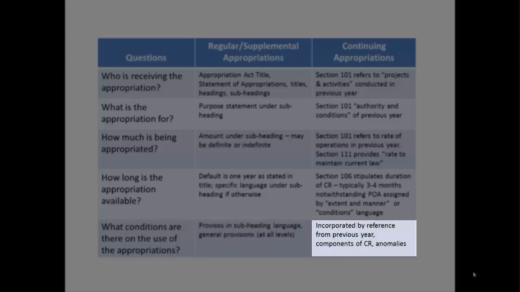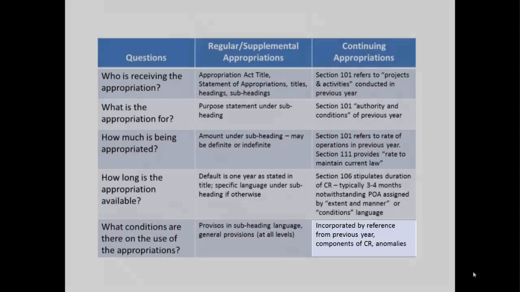A CR is all about conditions. Some conditions are the same as the previous year. That is, they are incorporated by reference. And we have to go back and look at all that long list of conditions from the previous year. Some are added as normal CR components, and some are added as anomalies.